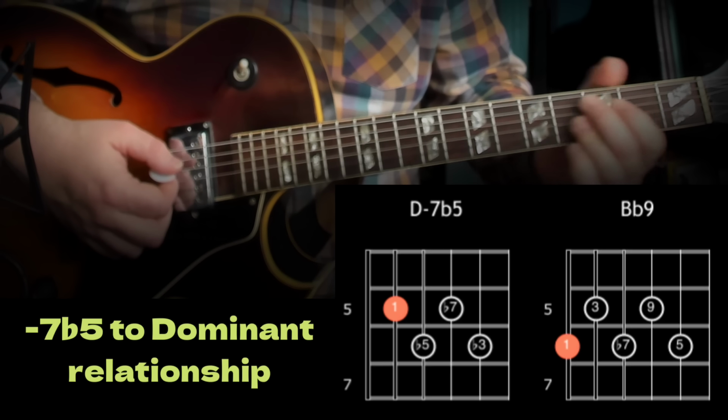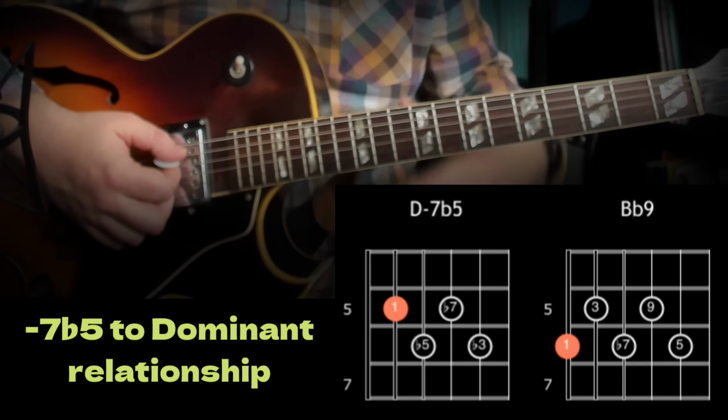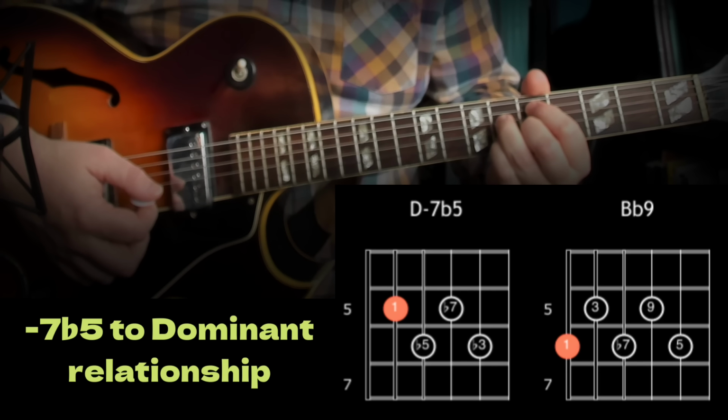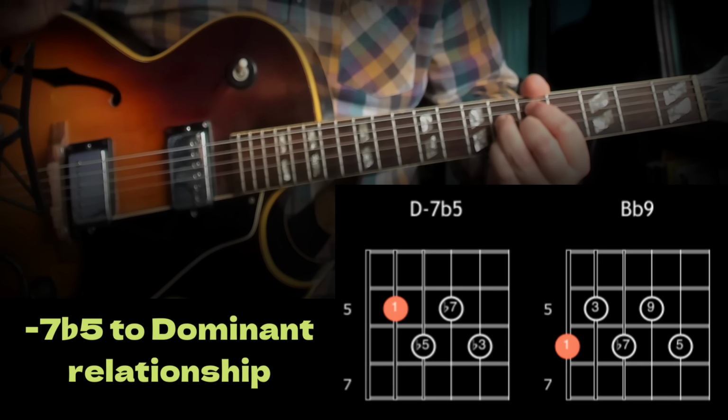Bebop. Now we can do a minor 2-5-1, and to do that, we're going to play a B flat 7. Now, where does that come from? Well, that relates to the D minor 7 flat 5, which is the first chord of the minor 2-5-1.